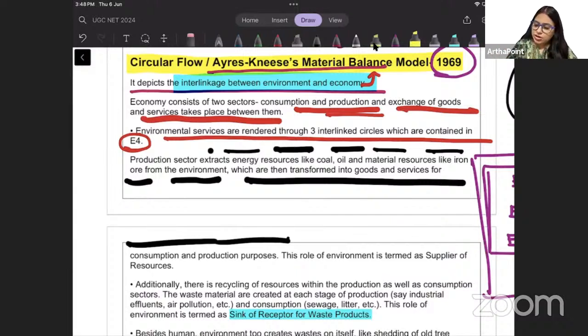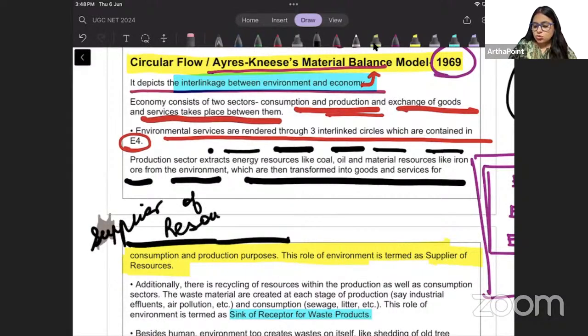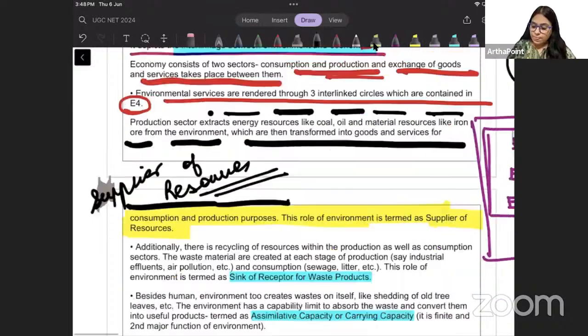This is very important, this role of the environment is called supplier of resources. What is this called, beta? This is called environment as supplier of resources. So what is the environment doing? It is supplying you resources. It is giving you the raw material for the purpose of production. What is that raw material? Coal, petroleum, energy, solar energy, wind energy, all these raw materials the environment is providing you.